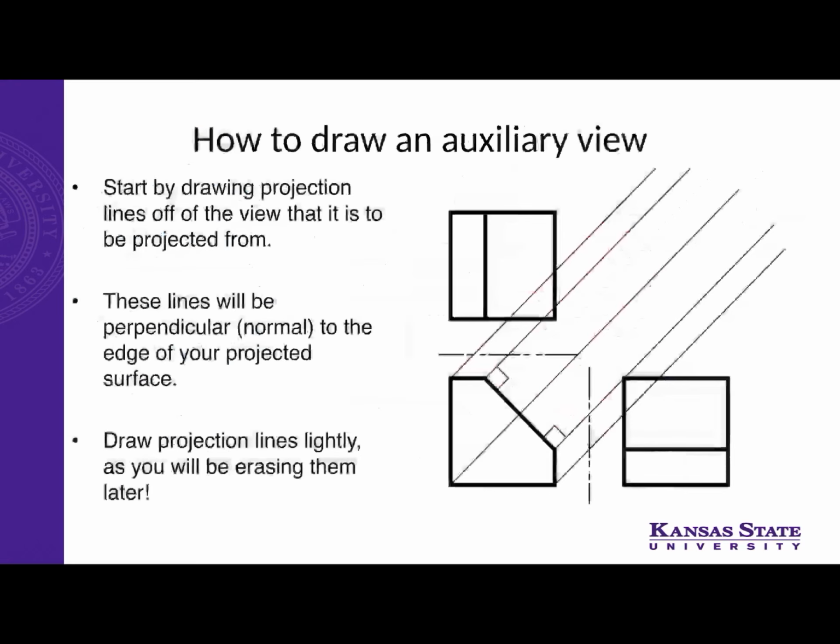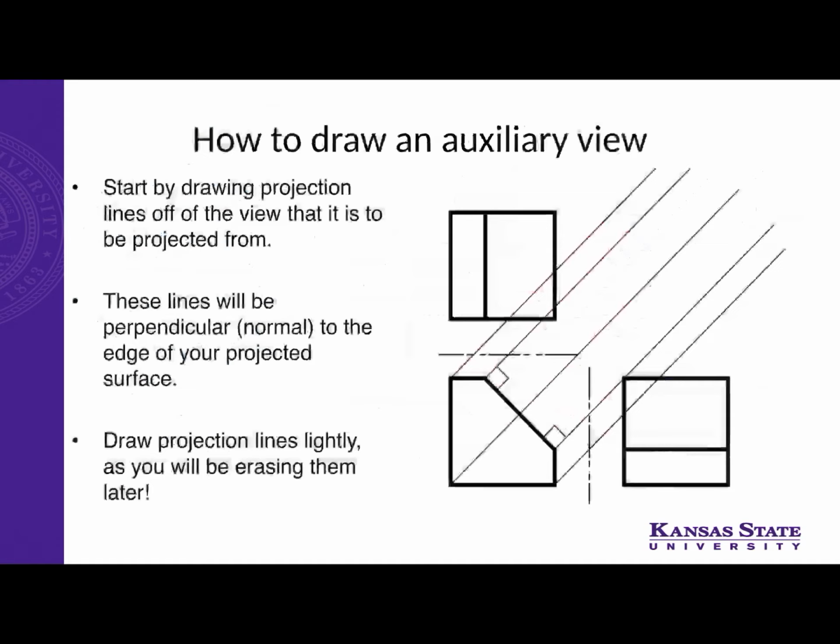So how do we draw an auxiliary view? We start by drawing projection lines off of the view that it needs to be projected from. So you see those lines that come straight off. The lines that hit the auxiliary face itself are going to be at 90 degrees, right? Because we're looking normal to that face. And all the other lines come off. We're going to see this in the example. It'll make a little more sense what we're doing here.